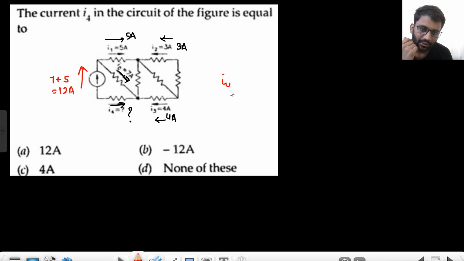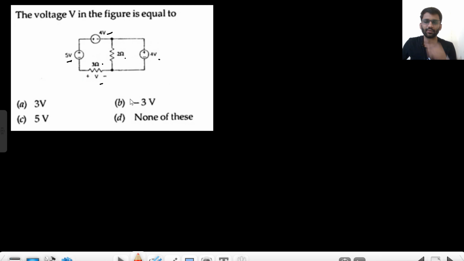So your I4 is basically equal to minus 12 ampere. This is the answer. 5 ampere current is going that way, 7 coming that way. So 12 ampere would be coming from this side, right? So I4 is basically the negative of this current source. So I4 is minus 12 ampere. Well and good. Let's move on to this question.